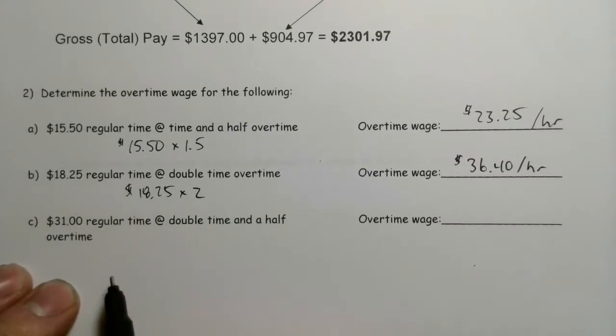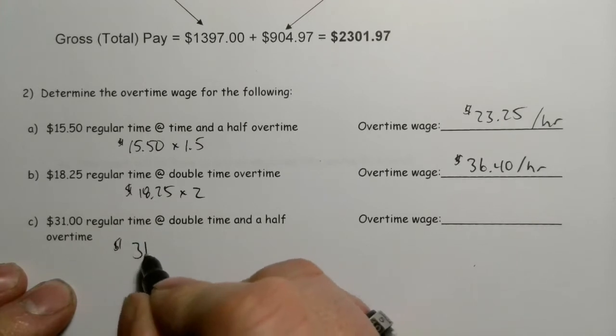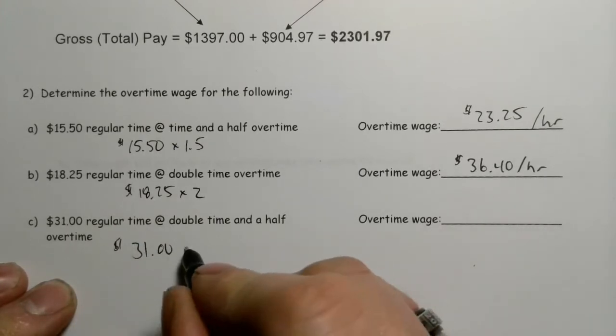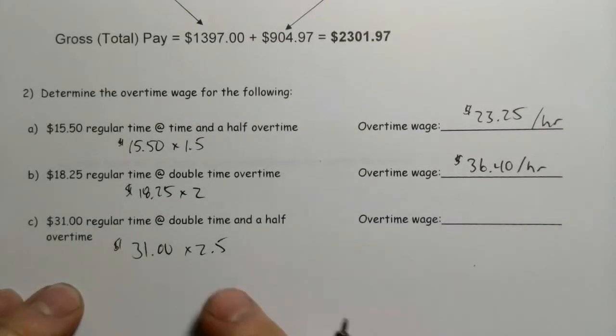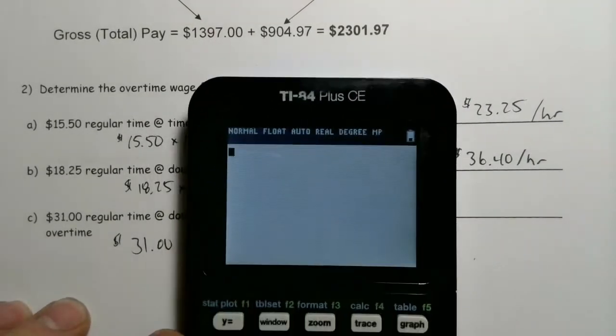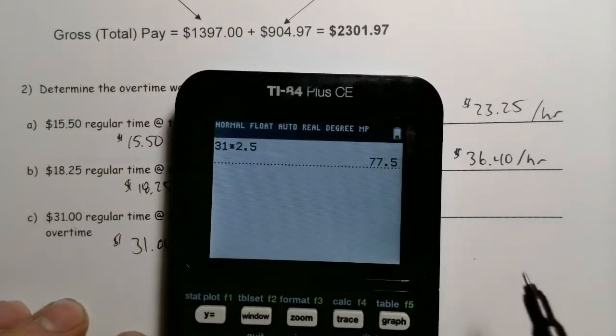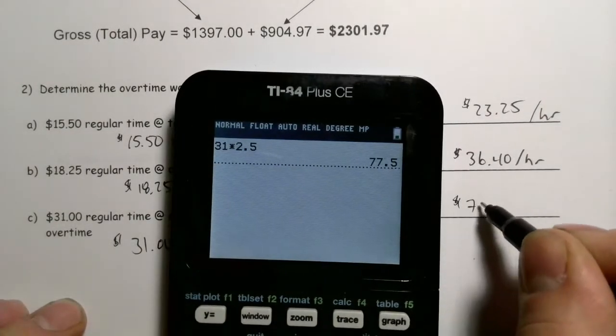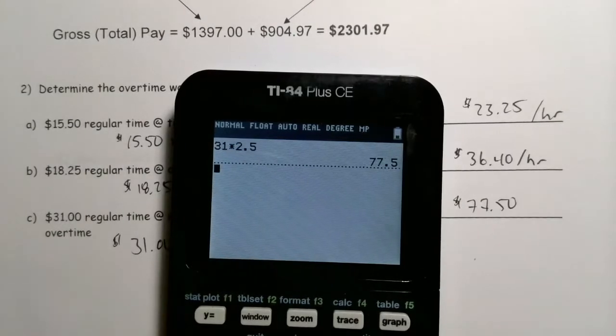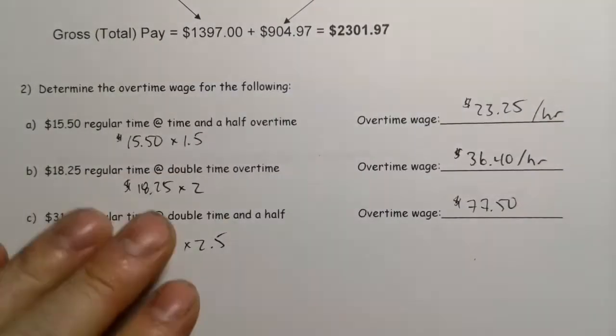And then over here, at $31 an hour regular time, and we're going to get time and a half. Sorry, double time and a half, my mistake. Double time and a half. So we get 31, and we're going to multiply that by 2.5, which means we're going to get $77.50 an hour. That's wonderful.